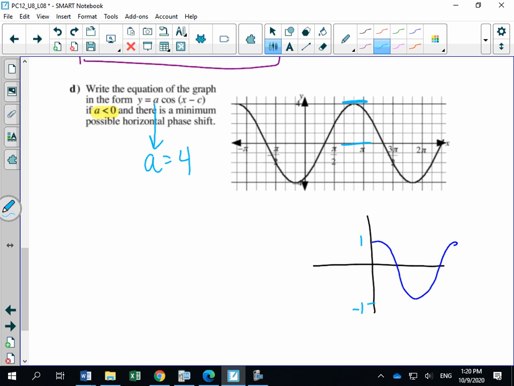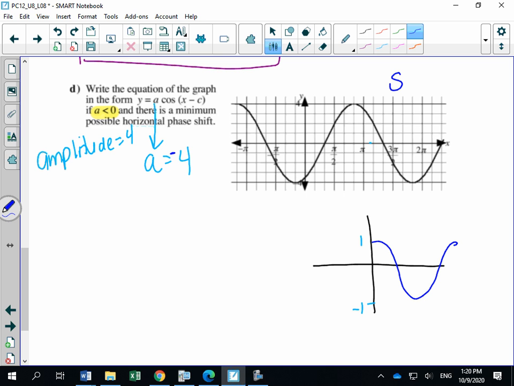But then what they tell you is they want A to be less than 0. So yes, the amplitude is 4, but the A value, if they want it less than 0, they're telling you they want it to undergo a reflection. So the A value will be negative 4. Okay, so we've got our A value. Now, according to transformations, we do our stretches first.